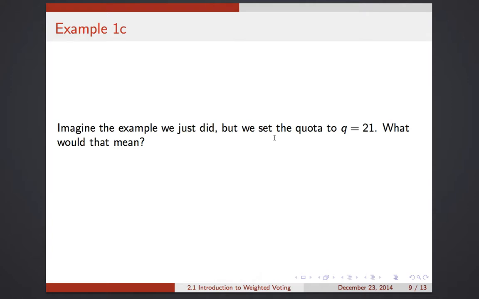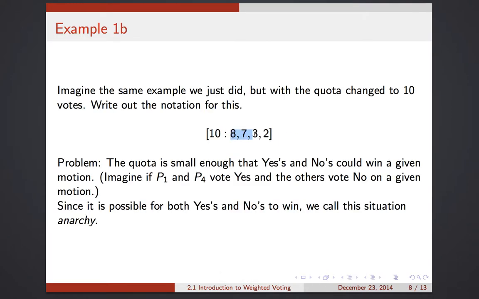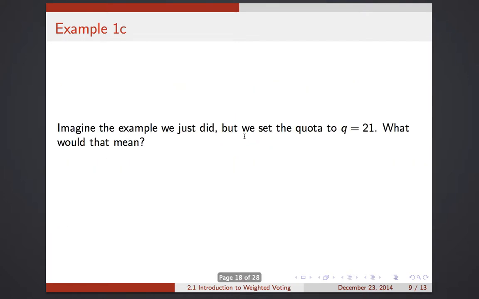Okay, so now let's consider a parallel example. We do the example we just did, but now we set the quota to 21. So it's the exact same players, right, 8, 7, 3, 2, but now we replace the 10 with the 21. Well, as we just pointed out, there are only 20 votes in the system, right? So what would it mean to set the quota to 21? Well, it means that nothing could get passed, right? If you need 21 votes to pass something, and there are only 20 votes in the system, there's nothing that could ever pass. You will never achieve 21 votes. And the technical term for this situation is gridlock.